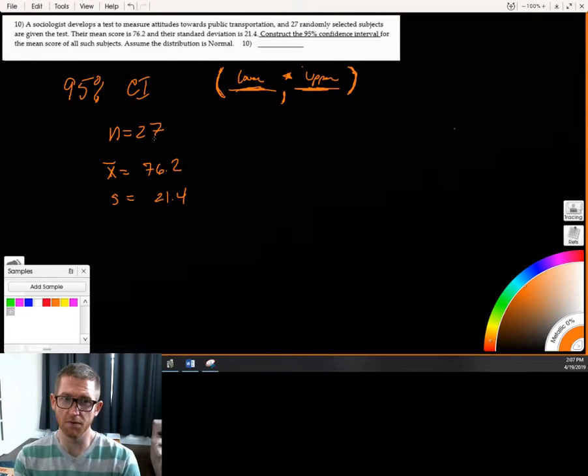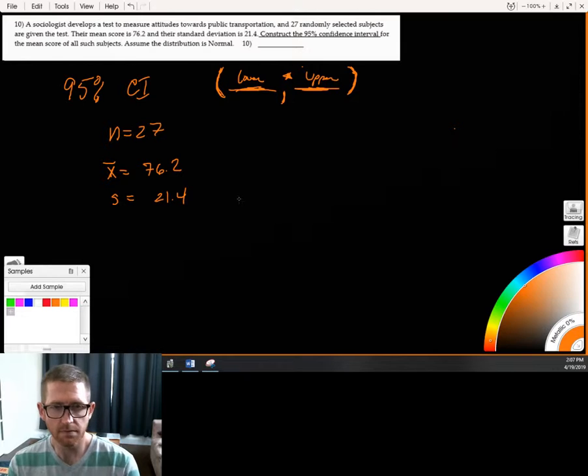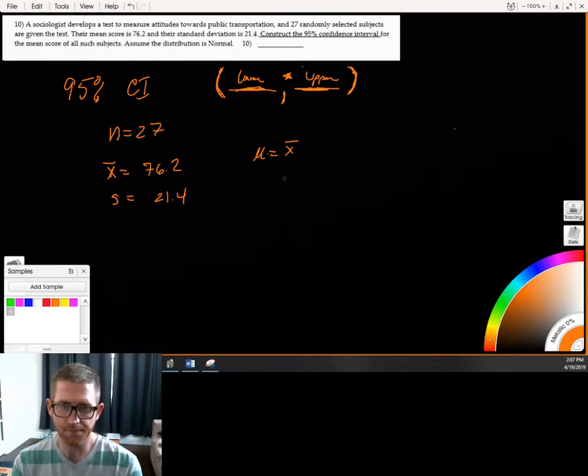So you're taking your sample of 27 students and you're saying, I'm going to construct a confidence interval that says I'm 95% confident that the actual true mean score of all such subjects would be between these two numbers. The number in between, the mean, we are assuming would be our sample mean. It's the best point estimate of the population mean.